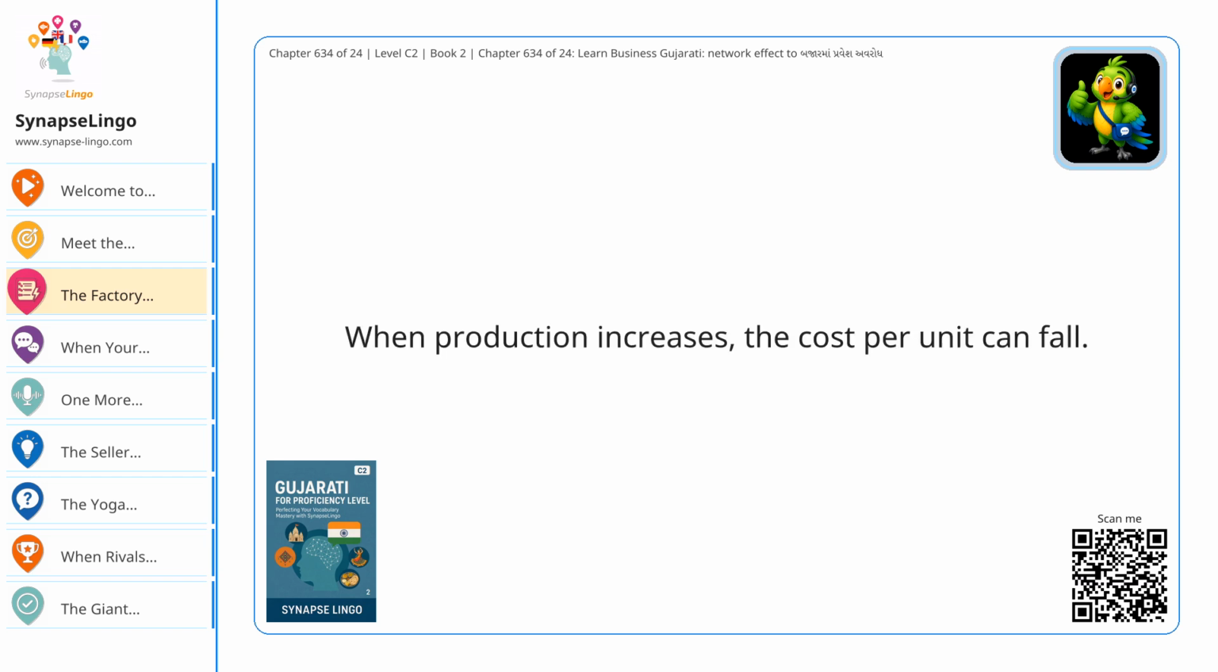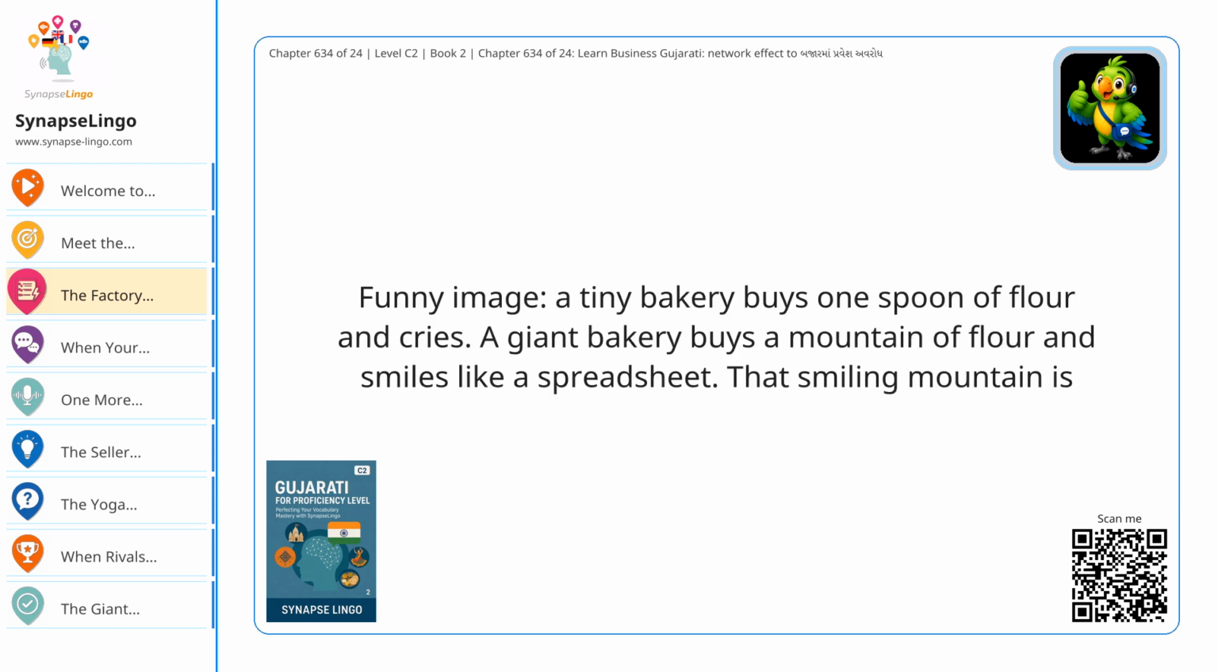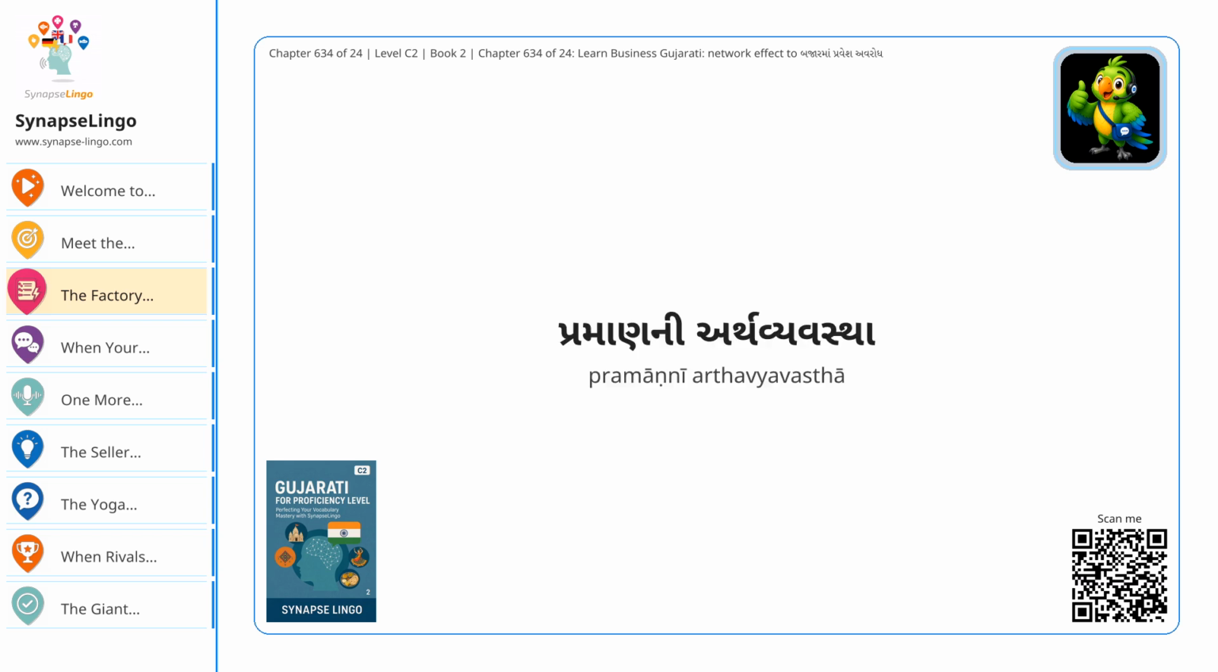When production increases, the cost per unit can fall. Funny image. A tiny bakery buys 1 spoon of flour and cries. A giant bakery buys a mountain of flour and smiles like a spreadsheet. That smiling mountain is પ્રમાણની અર્થવ્યવસ્થા.